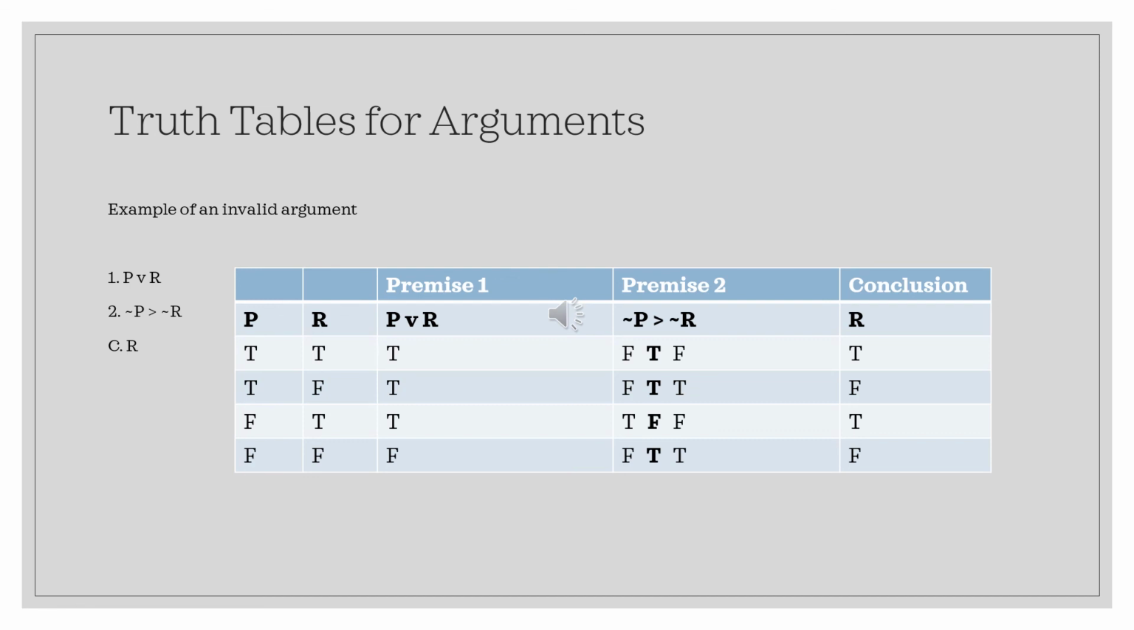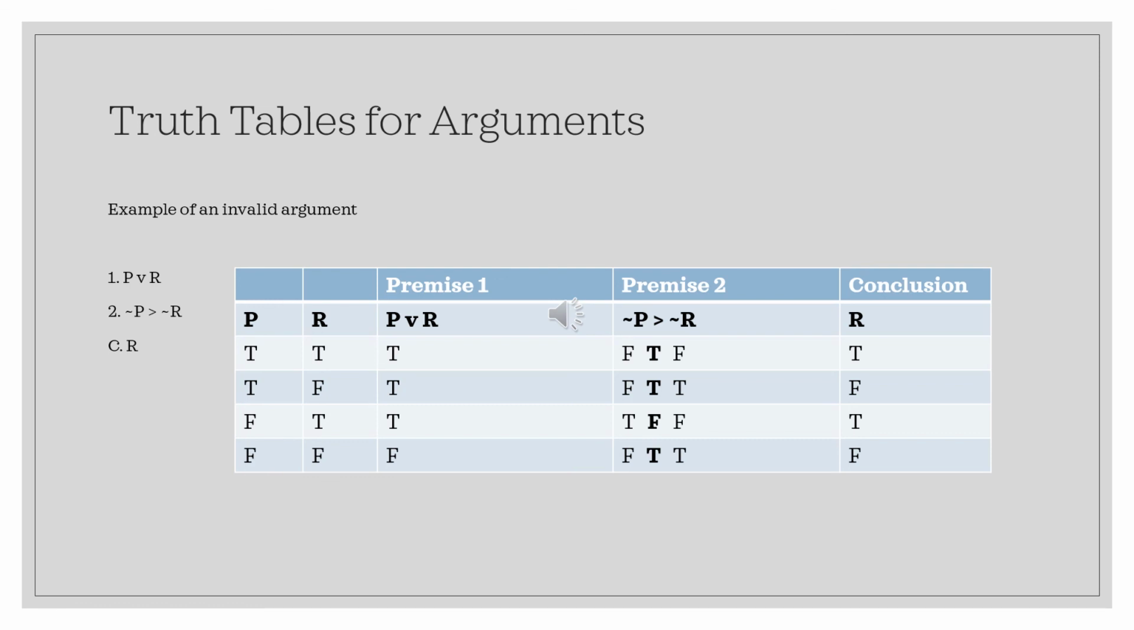All right, now we can compute the truth function of the conditional in premise two. And remember, a conditional is true just in case the antecedent, the first part, is false, or the consequent, the second part, is true. And the only case in which a conditional is false is when the antecedent is true and the consequent is false.